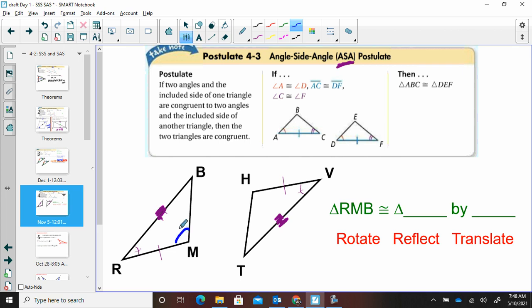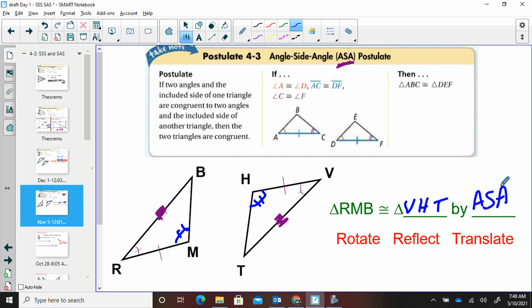We would need M and H. Now it's angle side angle. So R goes with V. See how it's one tick mark, one tick mark? N is the 2, so that goes with H. See, it connects to one side, it connects to one side, and then the last thing would be T. And that is angle side angle.